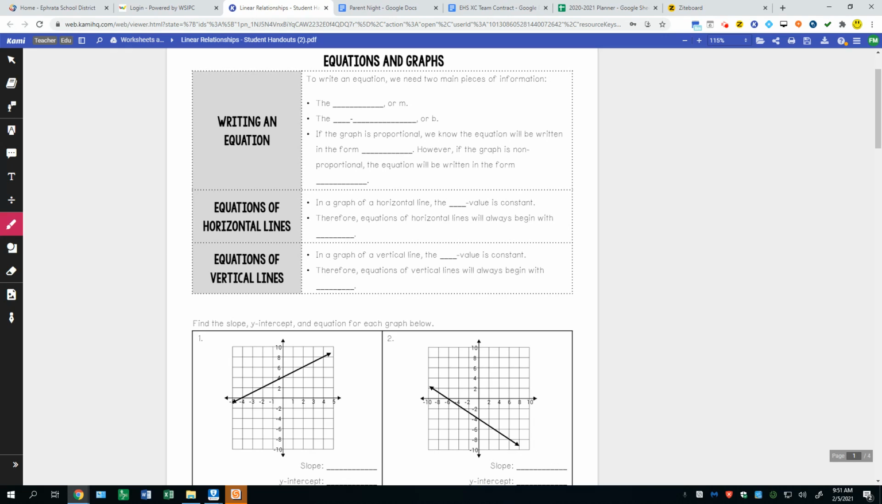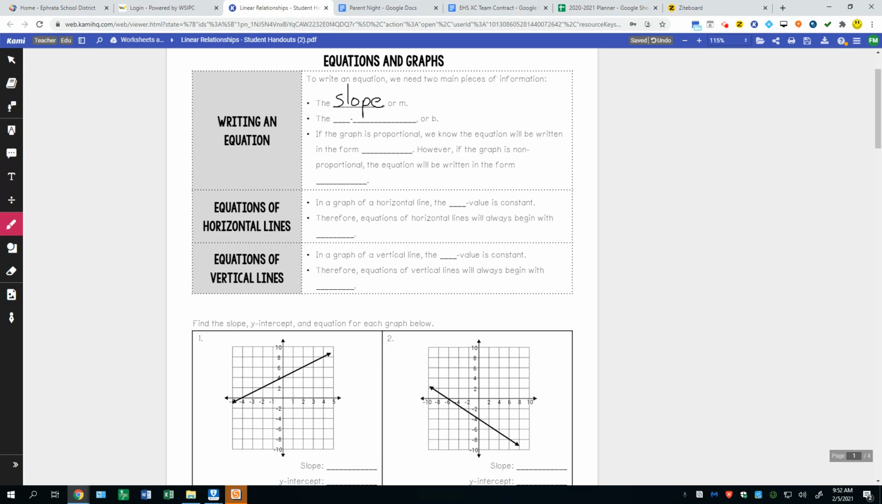All right, so to write an equation, we need two main pieces of information. We need, first of all, the slope, or m, okay? And if you think back to your slope formula, m equals y2 minus y1 over x2 minus x1. But it's m equals, okay? So we got to have that slope. And we know that that is a ratio of rise to run.